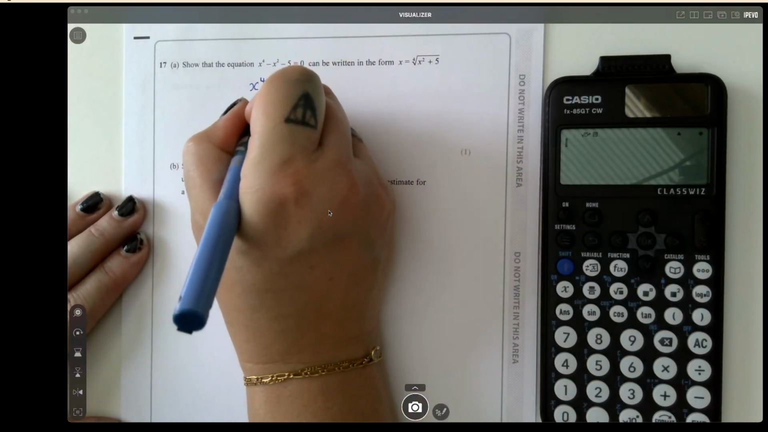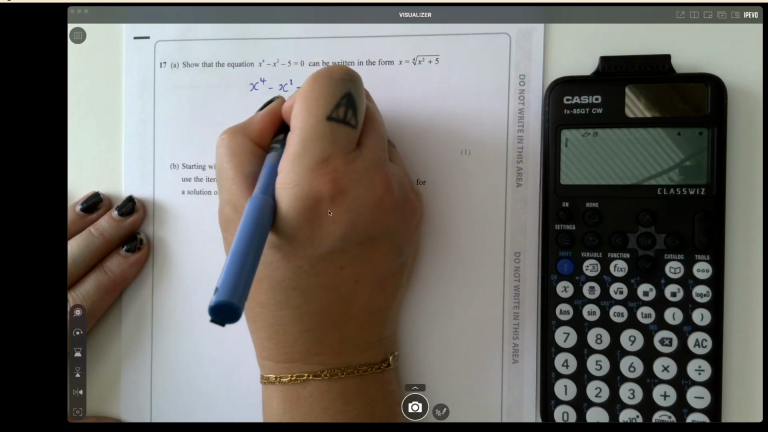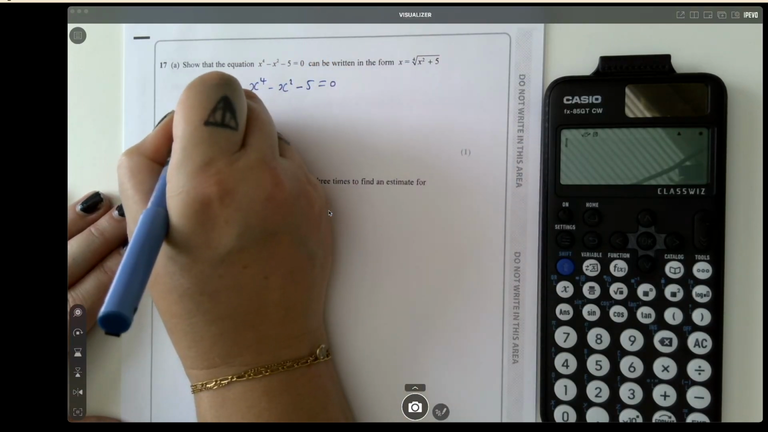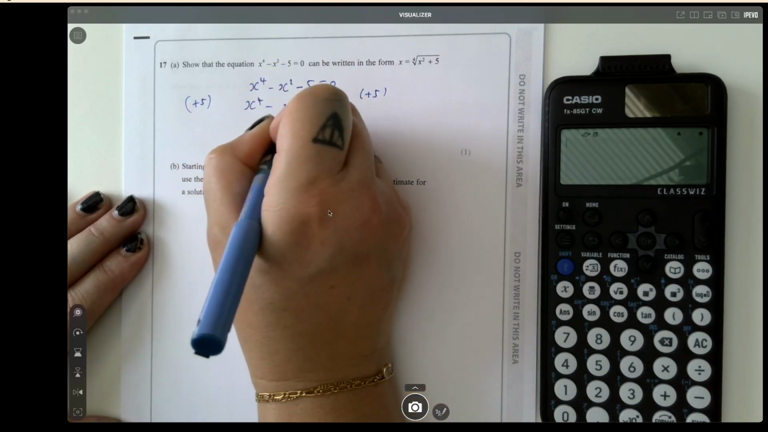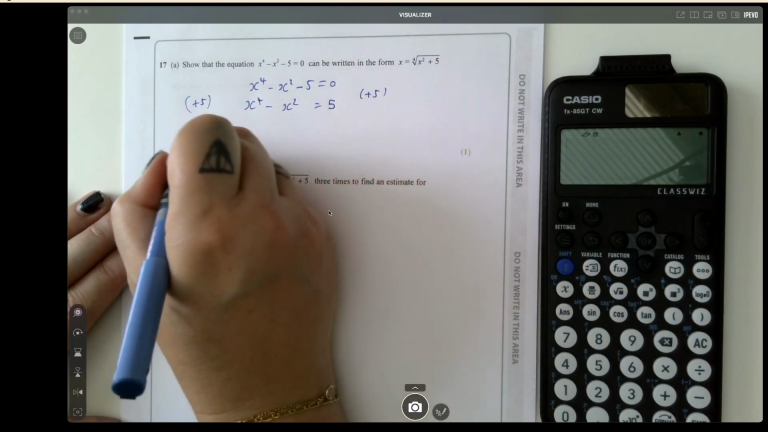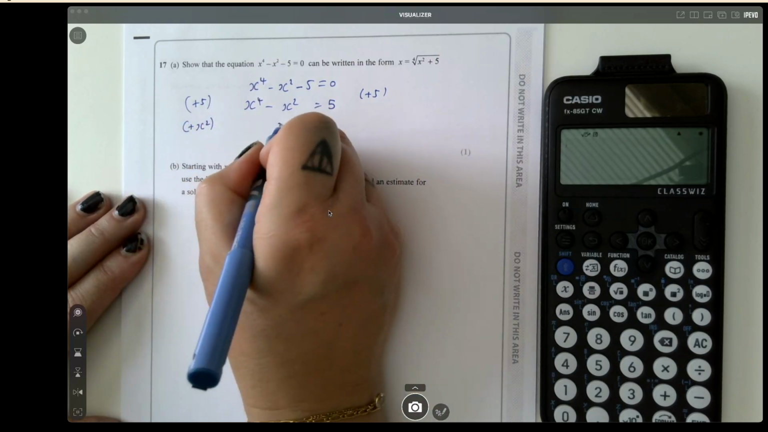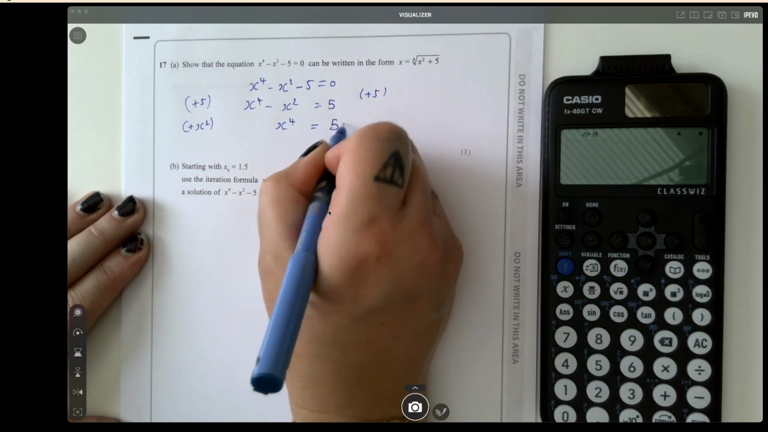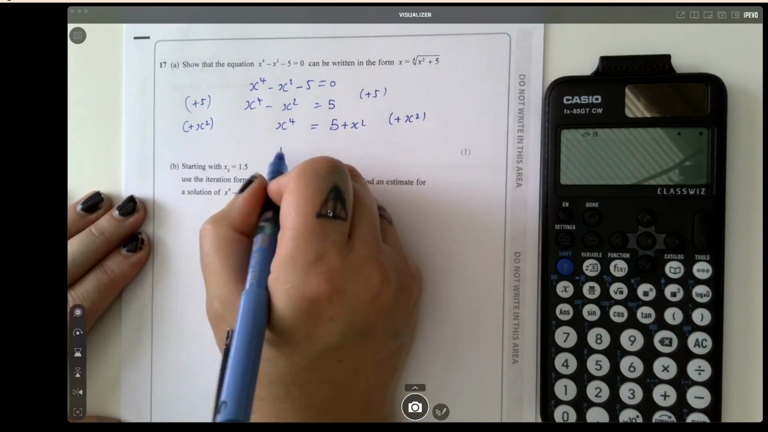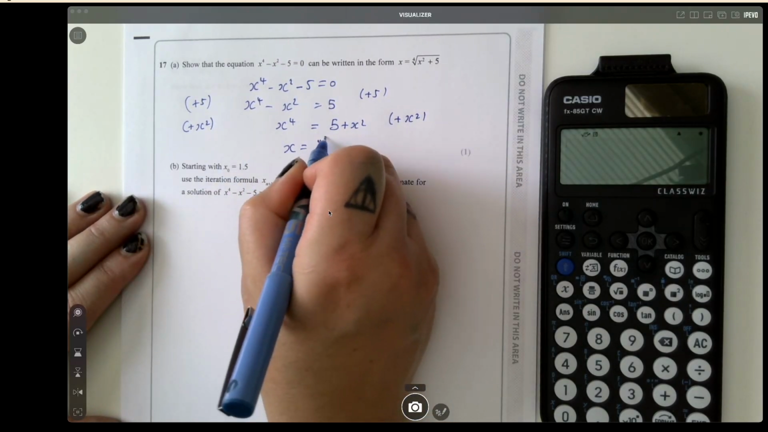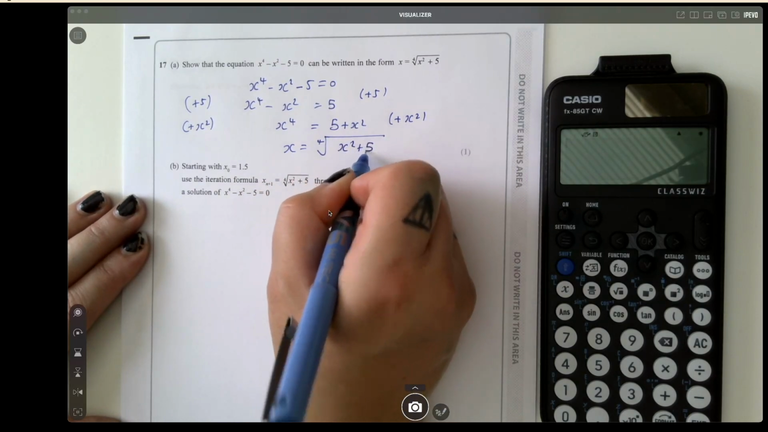So we have x to the power of 4 subtract x squared minus 5 equals 0. So the first thing I'm going to do is add 5 to both sides. Then I'm going to add the x squared. Remember, you're doing inverse operations when you rearrange. And then the last step would be to do the 4th root of everything that's on the right hand side.